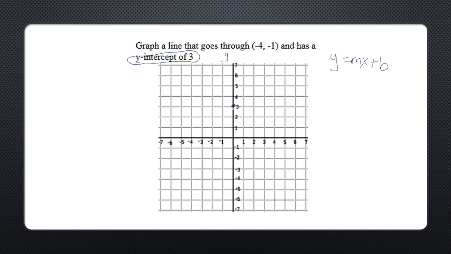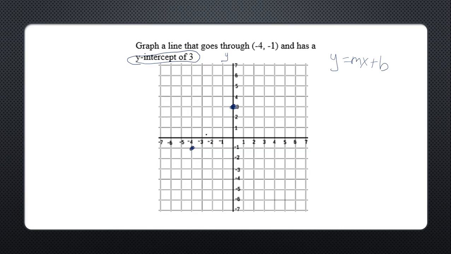So that's our starting point. I'm going to put a dot there. Then we're graphing a line that goes through -4, -1. So I'm going to plot this point on the number line. I'm going to go -4 for x and -1 for y. And I have my 2 points that I'm going to use.